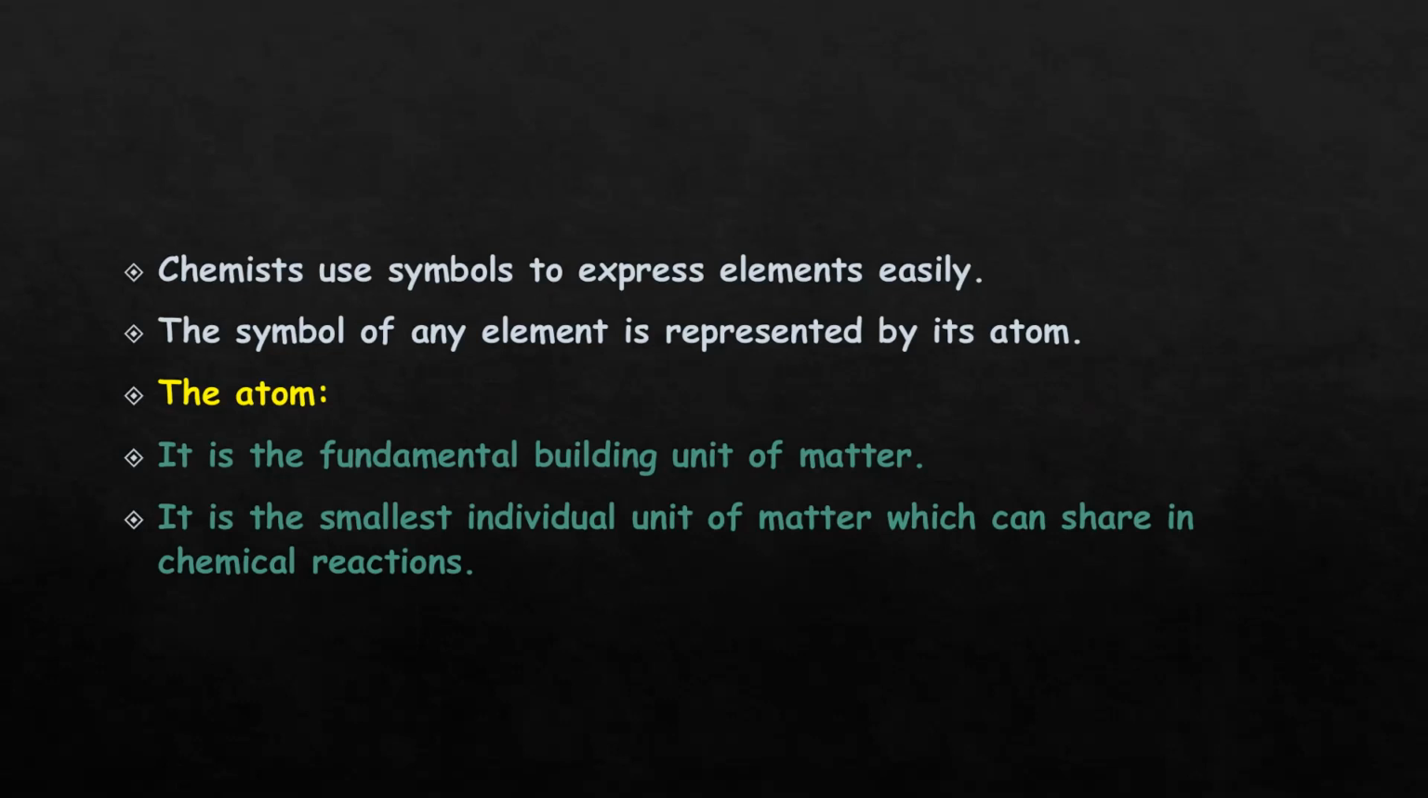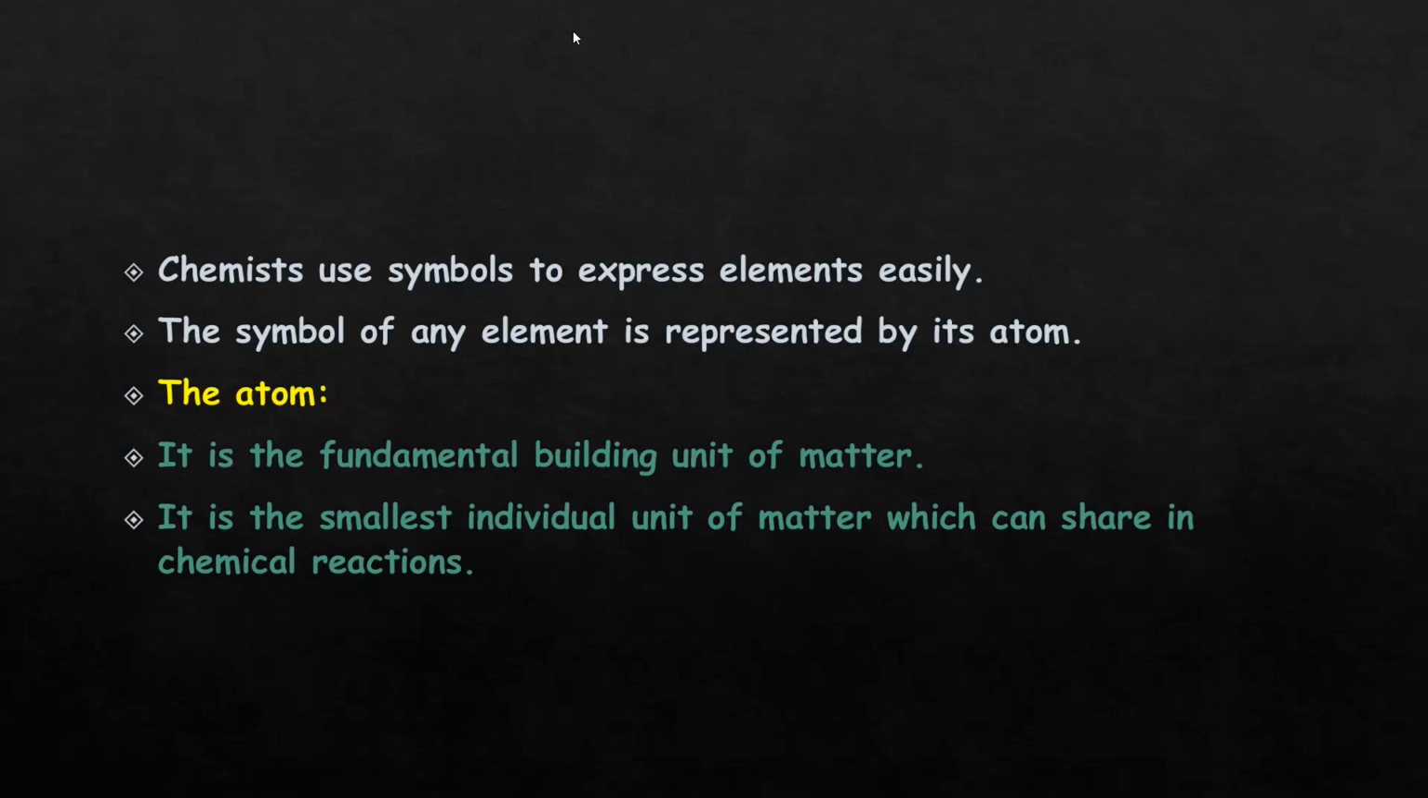So we said that the chemists or the scientists use symbols to express elements easily. So the symbol of any element is represented by its atom. For example, I'm going to write H, just the H. Now I'm speaking about the hydrogen atom. This is one atom of hydrogen. So the symbol of any element is represented by its atom. What is the atom? It is the fundamental building unit of matter, or the smallest individual unit of matter which can share in the chemical reaction.